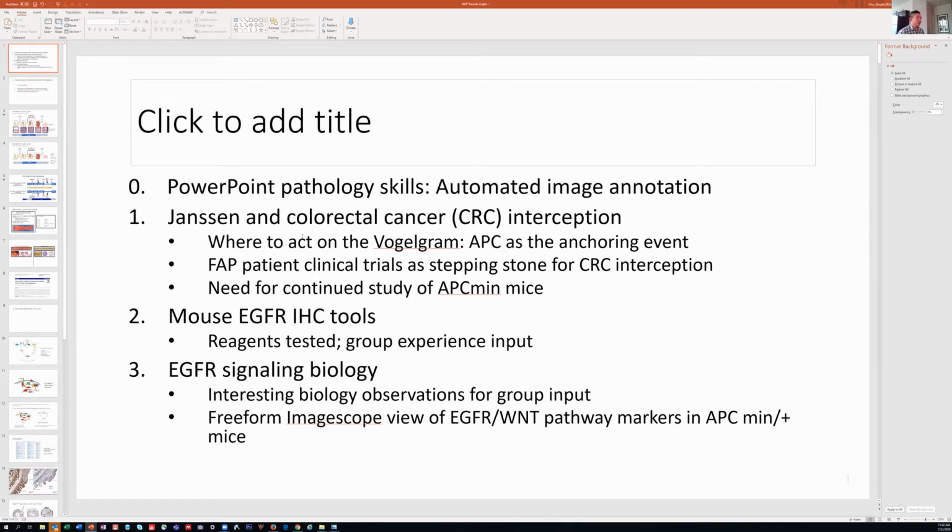So I'll talk about the efforts in-house to work on colorectal cancer interception, then just talk about some of the IHC staining work that I've done, and then look at some of the staining patterns and see if I can get some input.